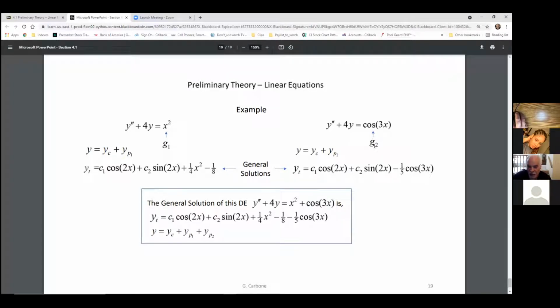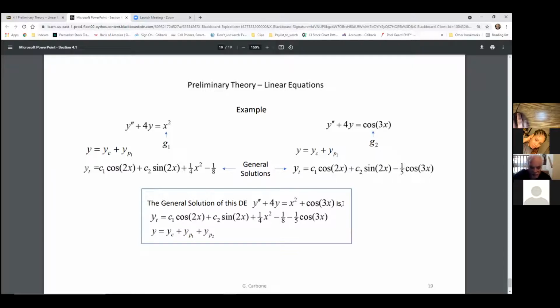But this G2, the particular solution to this G2, is actually 1/5 of the cosine of 3x, all right? So what the previous chart is telling us is that if I have a general solution to a differential equation which looks like this here, and now I combine the two particular solutions. See, that's what I did here. I got this x squared and I got the cosine of 3x. Here I got the x squared plus cosine of 3x.